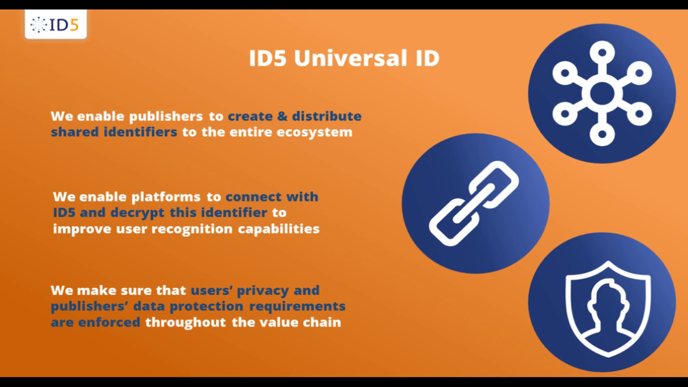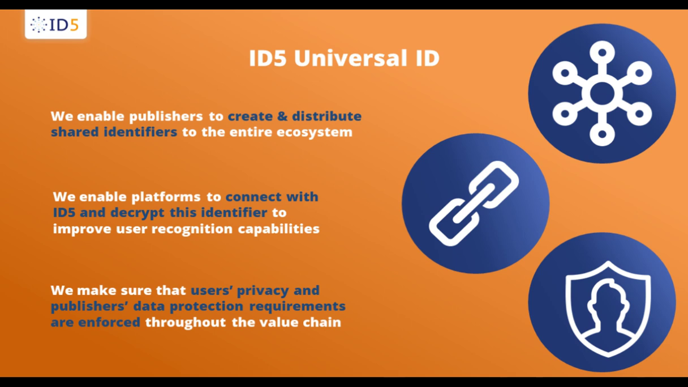So the ID5 solution is called Universal ID. This is an ID that publishers will create and distribute. They're the ones that own it. Publishers can also be a brand. It's the website that the user is visiting. Those publishers or brands make that ID available to the platforms they work with. And we work with those platforms to connect the ID5 and understand what that ID means to them, and use it for user recognition, targeting, et cetera, as we mentioned before.